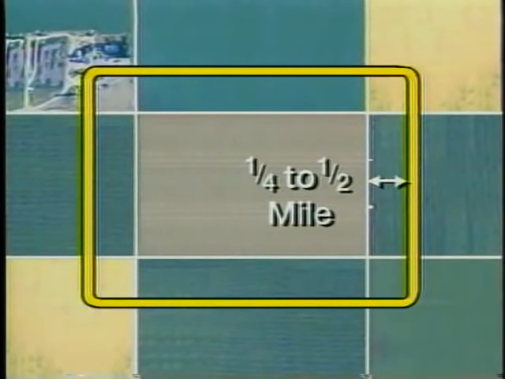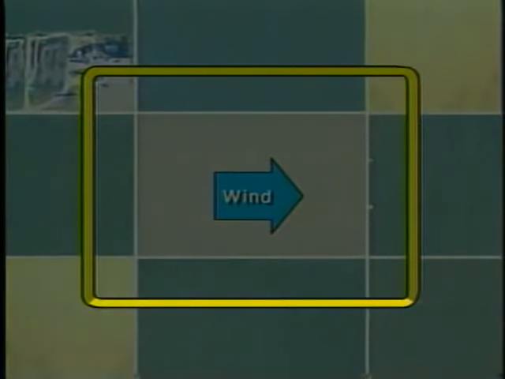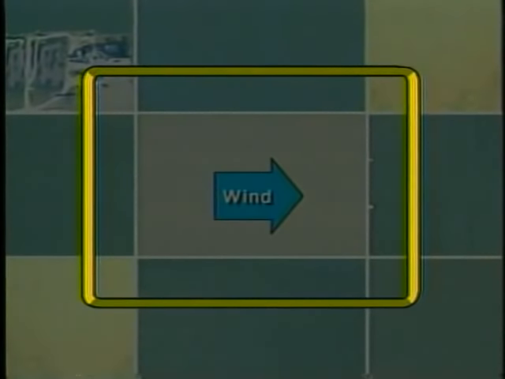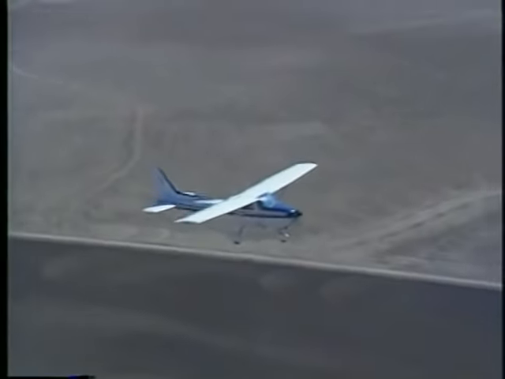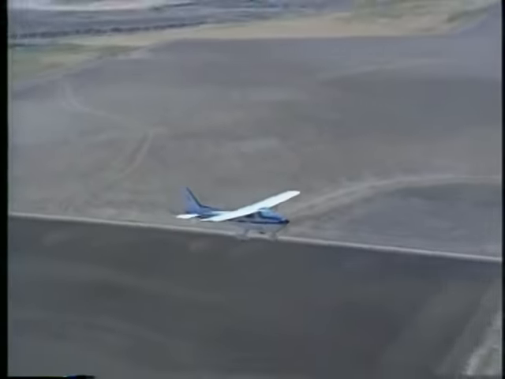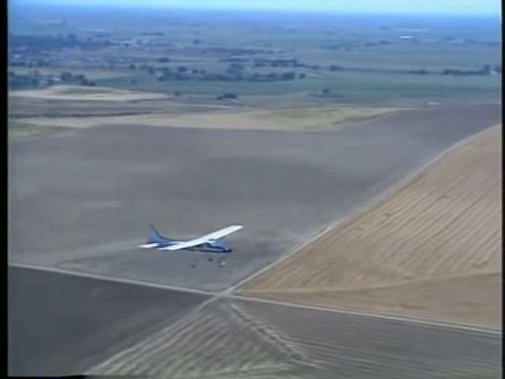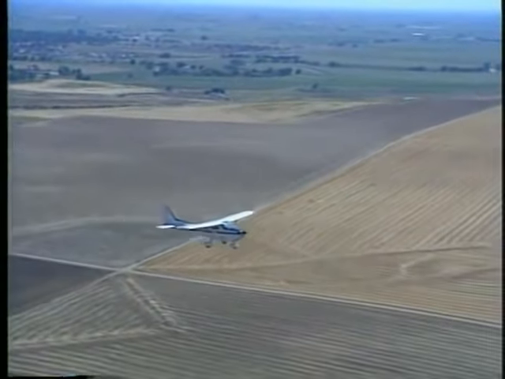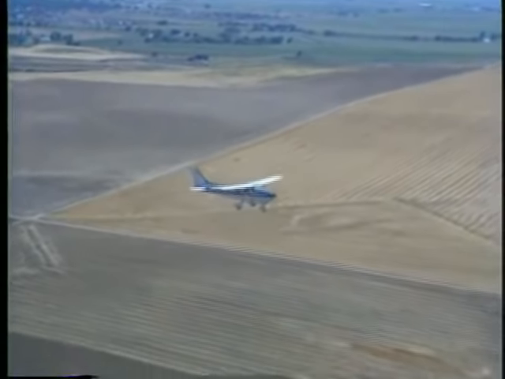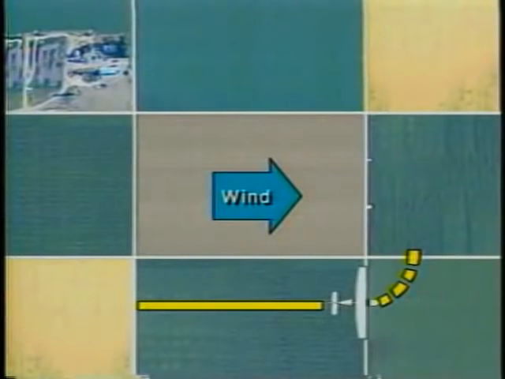Ideally, one leg of the pattern should be directly downwind. This allows you to fly one segment with the wind, another directly into the wind, and two legs with a crosswind. The preferred entry to the rectangular course is on the downwind leg in straight and level flight. At this point, the ground speed is higher than on any other leg in the pattern, and little or no crab angle is needed. When you're opposite the corner of the field, start the turn to crosswind.